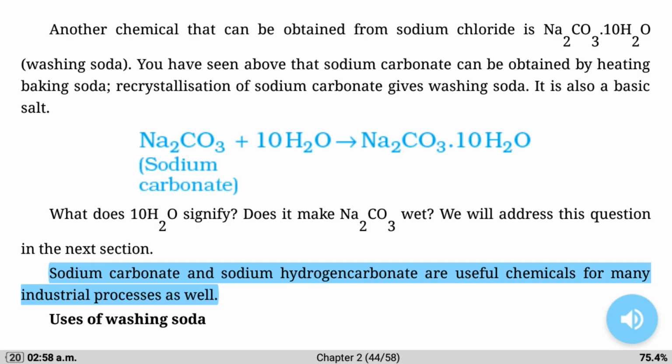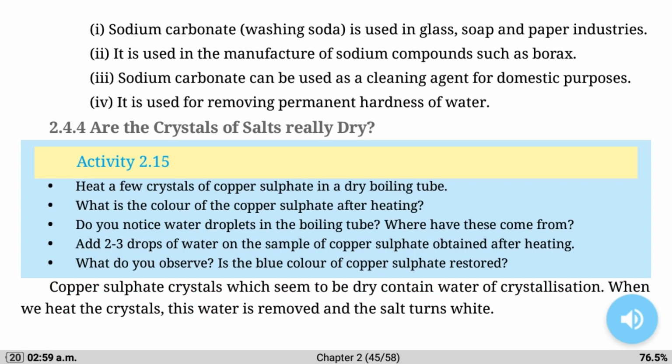Sodium carbonate and sodium hydrogencarbonate are useful chemicals for many industrial processes as well. Uses of washing soda. Sodium carbonate, washing soda, is used in glass, soap and paper industries. It is used in the manufacture of sodium compounds, such as borax. Sodium carbonate can be used as a cleaning agent for domestic purposes. It is used for removing permanent hardness of water.